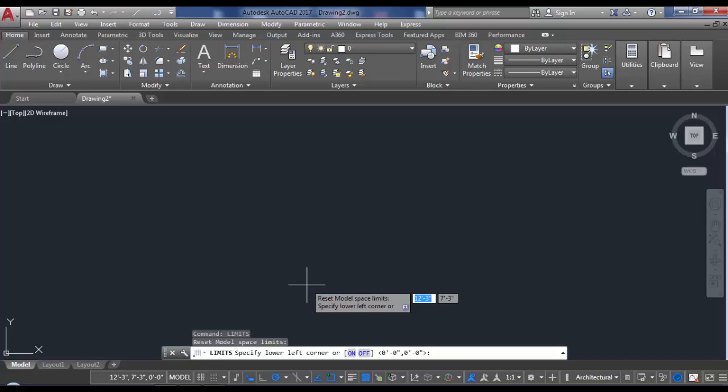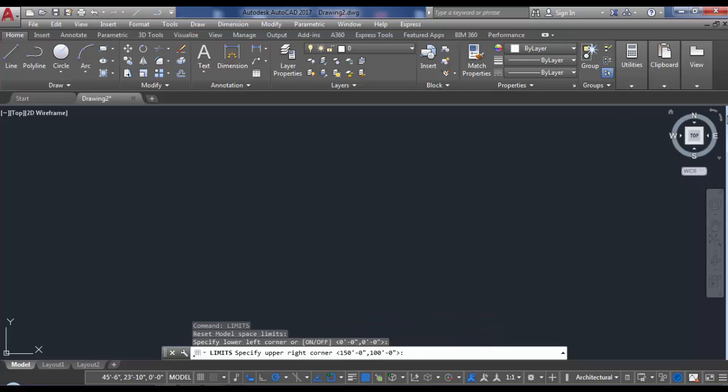The lower left corner I'll keep as it is, 0,0. Now by default it's coming as 150 and 100, so I have got this size. It will obviously be much more, but our drawing area won't be less than 150 and 100. It will be higher than this area, but not lesser. So now we have got the unit set and the limits set.